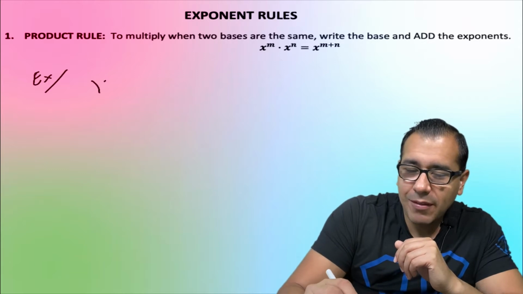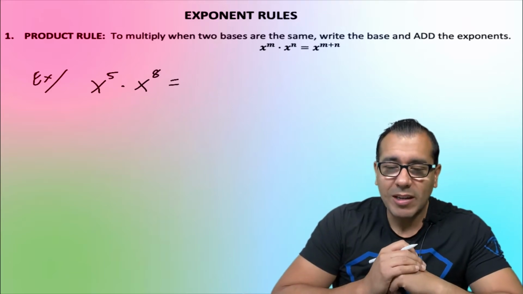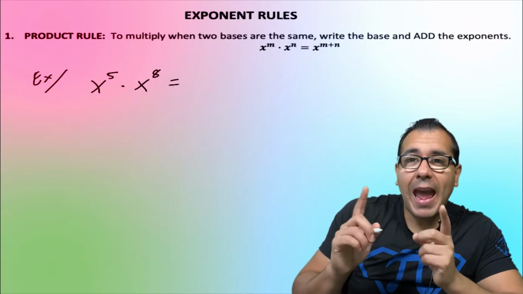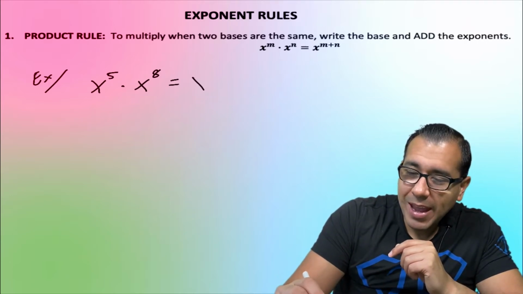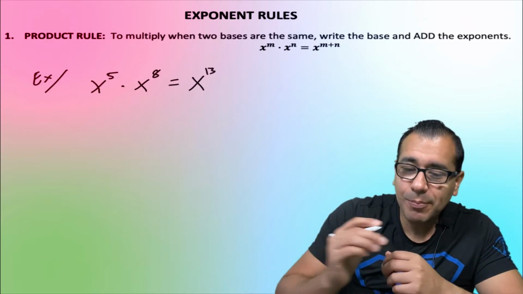So let's say we have x to the 5th power times x to the 8th power. Now remember that little dot there means multiplication, all right? So just like this rule says, we add the exponents. So we have 5 plus 8. So you're just left with 13 there. All right. Let's do another one.